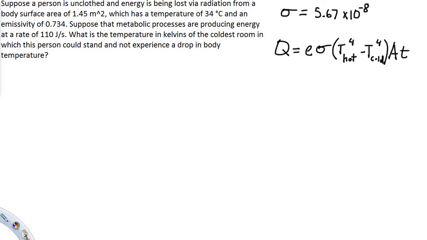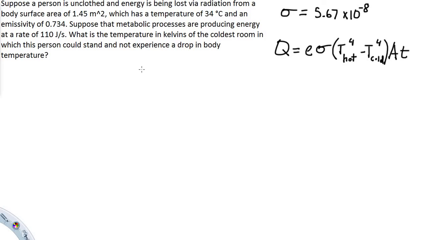Okay, so in this problem we are going to be using the law of radiation. So let's give this problem a read. Suppose a person is unclothed and energy is being lost via radiation from the body's surface, which has an area of 1.45 meters squared, a temperature of 34 degrees Celsius and an emissivity of 0.734. Suppose that the metabolic processes are producing energy at a rate of 110 joules per second.